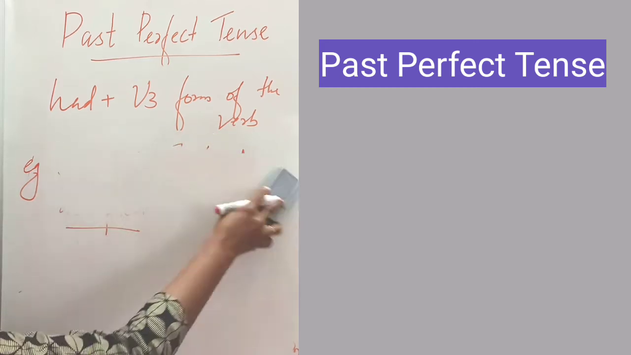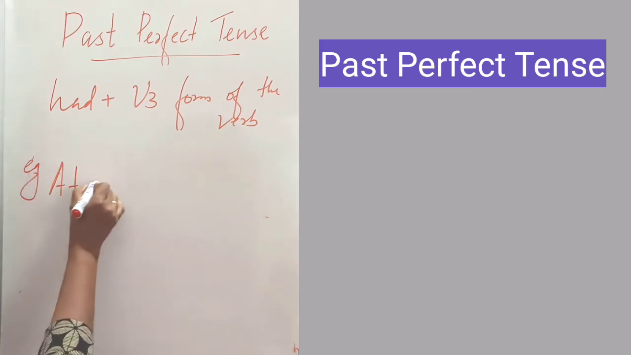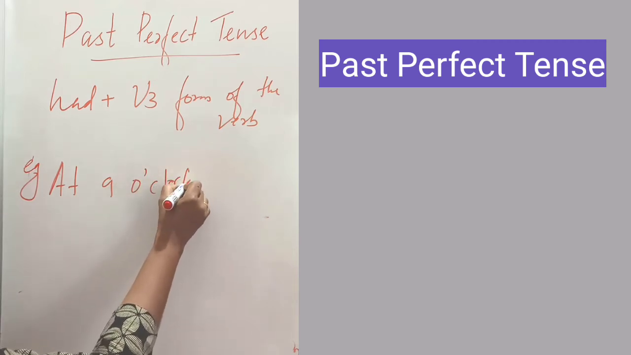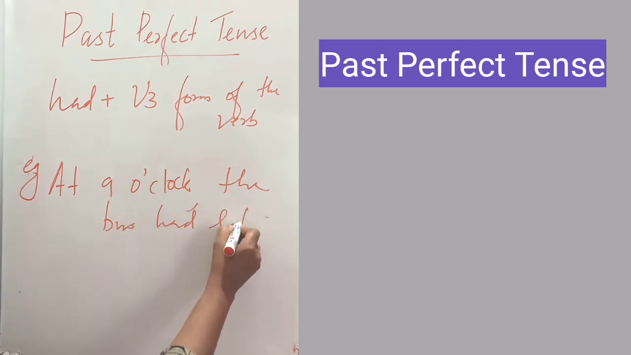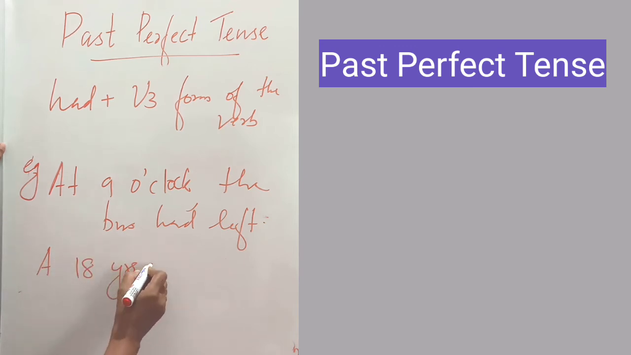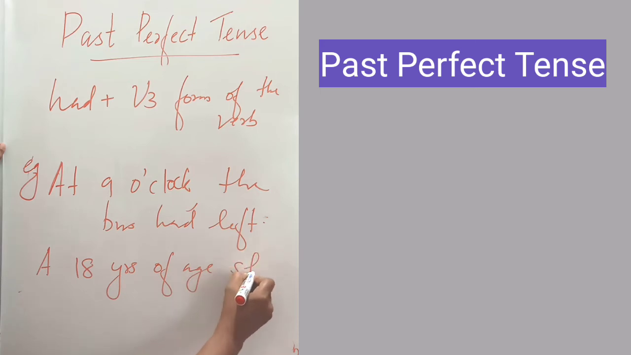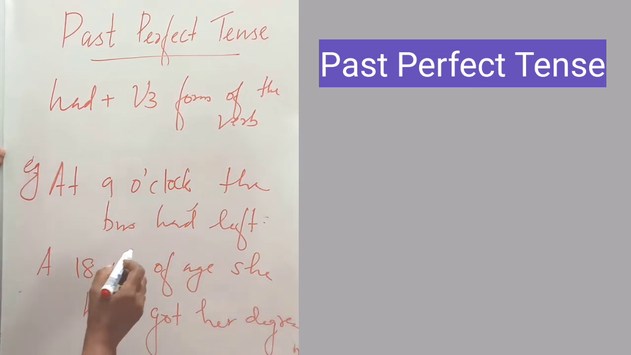Third occasion. We use past perfect tense with a time phrase in the past or a definite point of time in the past. At 9 o'clock, the bus had left. Another example, at 18 years of age, she had got her degree.